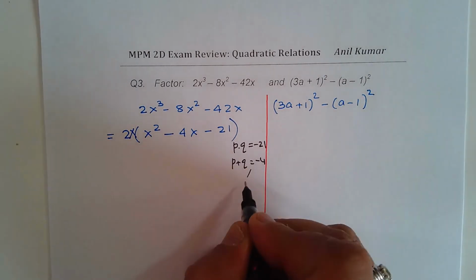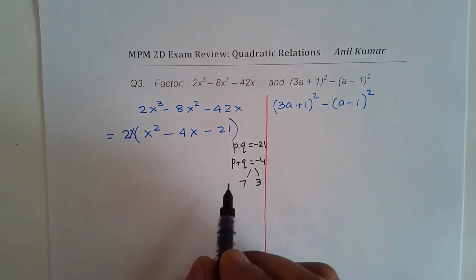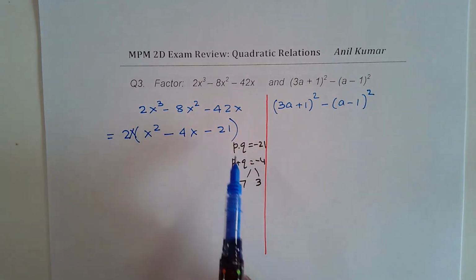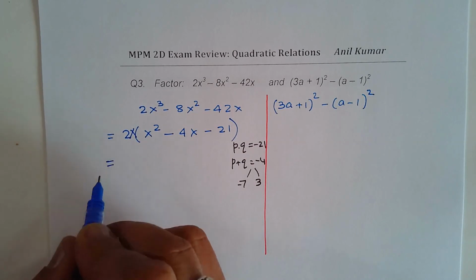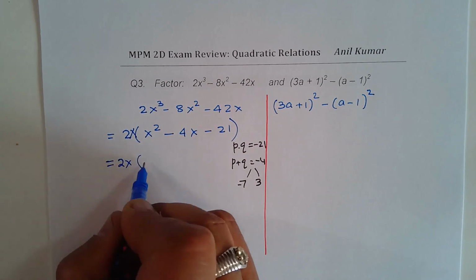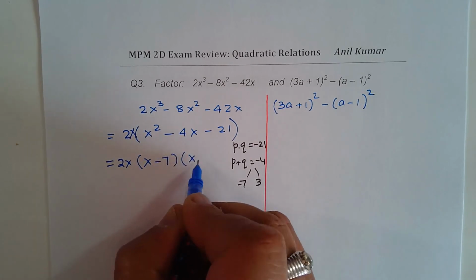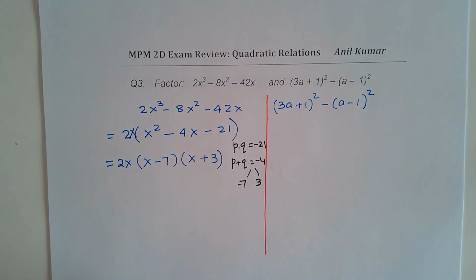So one is 7, the other is 3. Since we need negative 4, 7 has to be negative. When you multiply, you do get negative 21. So we could write now the expression as 2x times x minus 7 times x plus 3. So that is the factored form of the given expression.